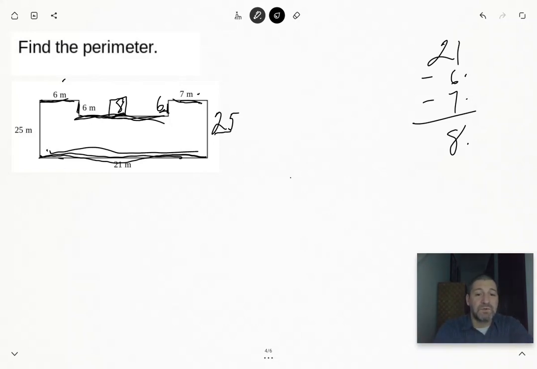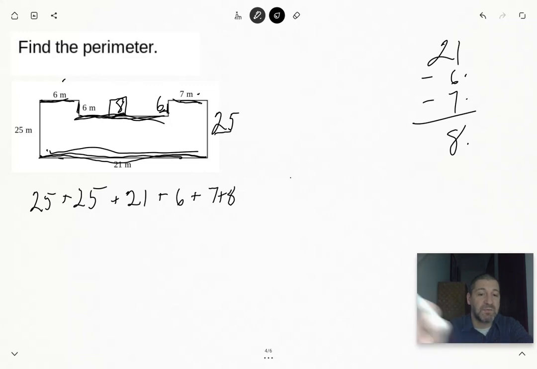Okay, and then we would just add everything together. So 25 plus 25, the right and the left side. The bottom is 21, and then that's 6 plus 7 plus 8, those 3 sections on the top. And then there are 2 pieces I'm missing. So I did the 25, the 25, the 21, the 6, the 8, and the 7. So I missed my 2 pieces up here, the 6 plus the 6.